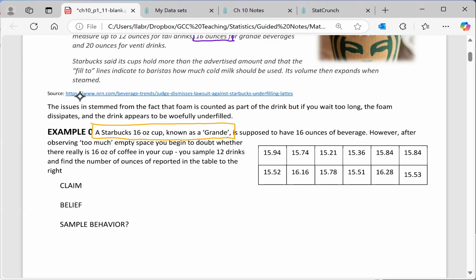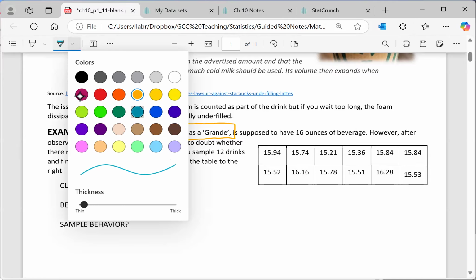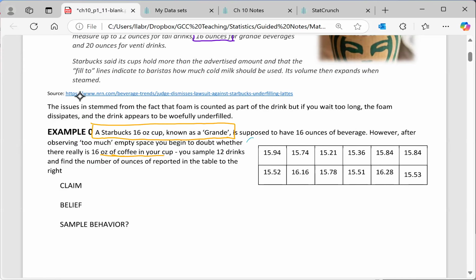So this is essentially going to be a hypothesis that I'm going to walk you through. Just look out for some of the main components that we'll be using in our next video. So the claim is that the Starbucks Grande has 16 ounces of coffee. Notice that the number of ounces in coffee is a quantitative variable. Because it's quantitative, I'm not going to be interested in proportion. I'm going to be interested in either the mean or the standard deviation.